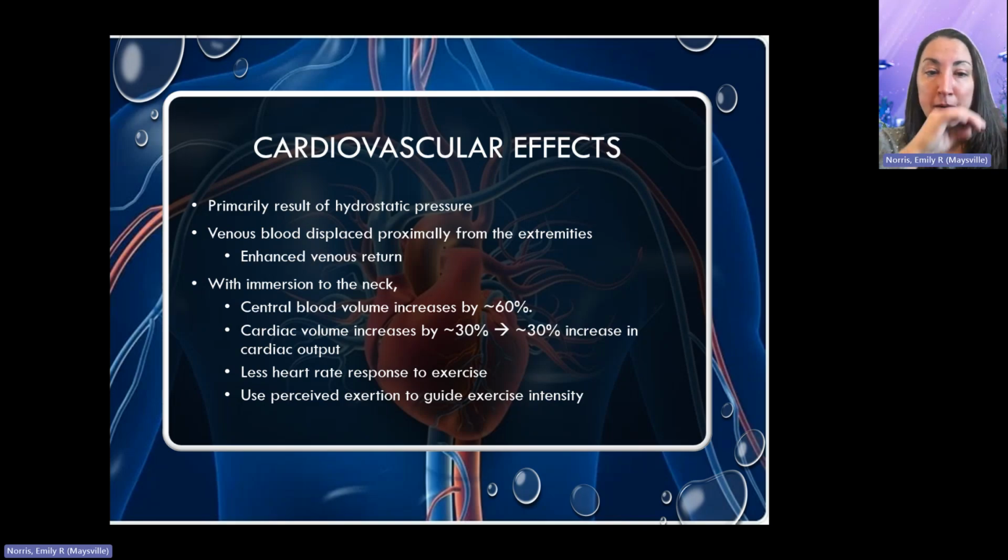All right, so for your heart, the hydrostatic pressure helps increase venous return. That's the main benefit. The pressure on the extremities pushes the venous blood flow back to the heart. And when you're immersed all the way to the neck, your central blood volume increases by 60%. Your cardiac volume increases by 30%, and so does your cardiac output. Your heart does not have to beat as high in response to exercise.